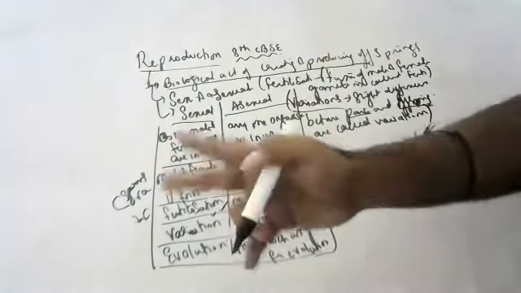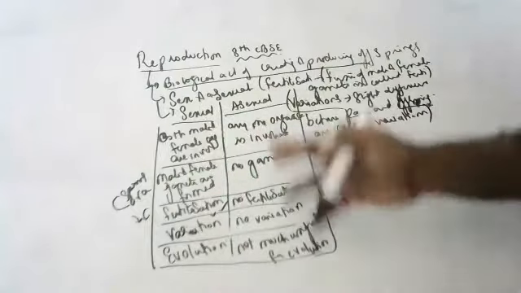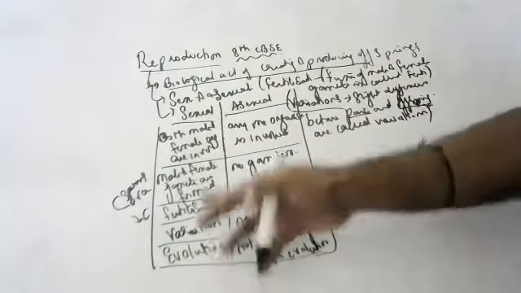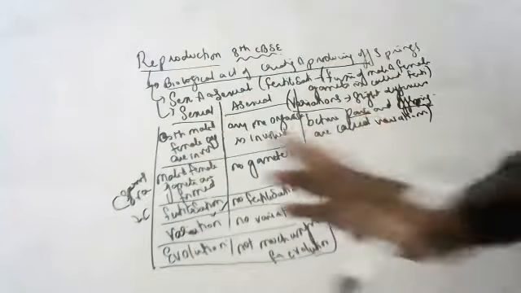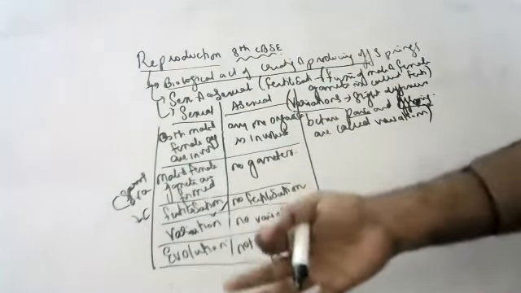Sexual means male and female gametes are formed, asexual means no gametes. Sexual means fertilization will occur, asexual means fertilization won't occur. Sexual means variation will occur, asexual means no variation will occur. Sexual means evolution will occur because of variation. Asexual means evolution does not occur that fast because variations are not there. So these are the differences between them.